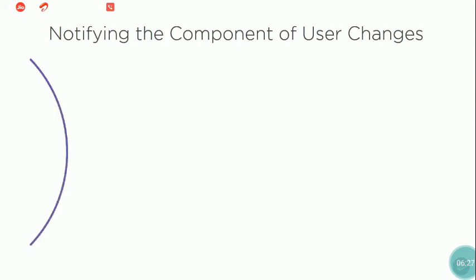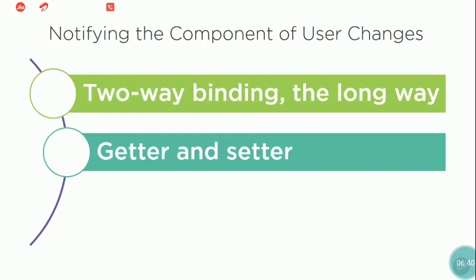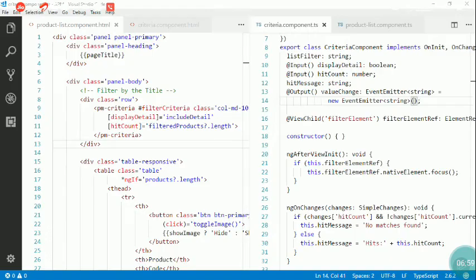Luckily for us, we covered 3 techniques earlier in this course when we looked at how a component communicates with its template. In the child component's template, we could use a modified version of two-way binding the long way. In the child component's class, we could use a getter and setter. Or we could use the view child decorator to get a reference to the ng model directive and monitor its value changes observable. Let's go with option 2 and use a setter because it's straightforward and keeps the logic in the component. Going back to the code, note that we can't use the ng-on-changes method in this case.